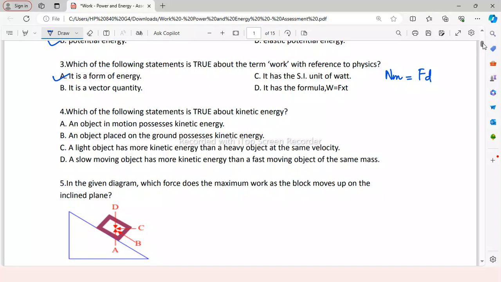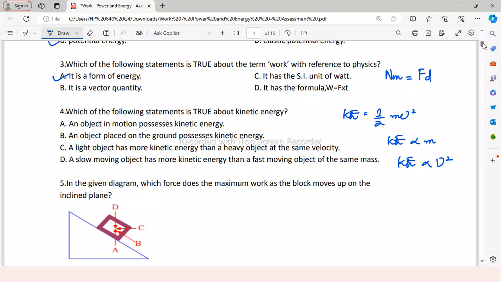Which of the following statements is true about kinetic energy? Let's just see what is the formula for kinetic energy. It is half m v squared. Half is a constant. So this means that kinetic energy is proportional to the mass of the object and to the square of the velocity. That means if a moving object has more mass, we say it possesses greater kinetic energy. And if an object is moving with greater speed, like it is moving faster, you'd say that it has greater kinetic energy.